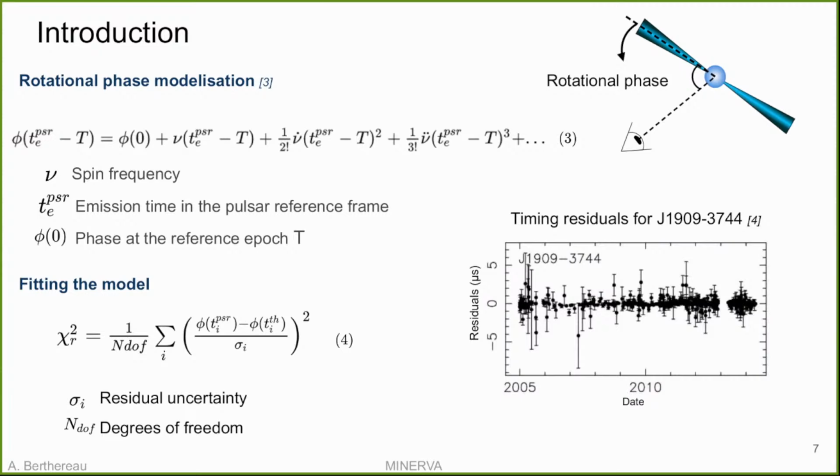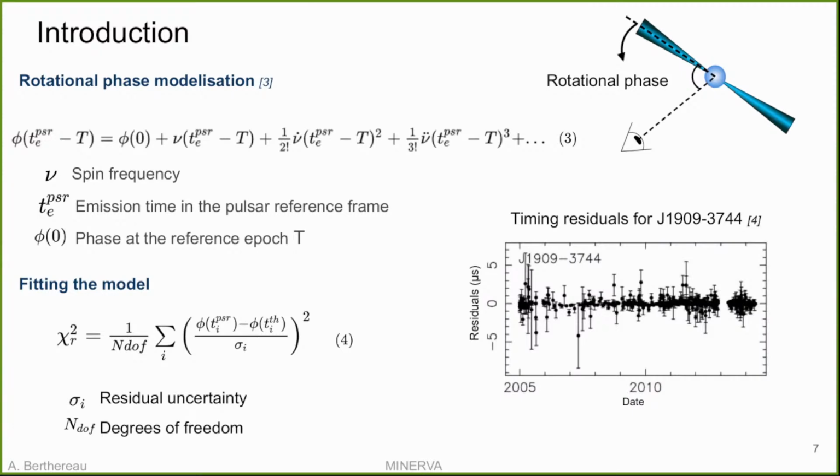So this is the timing residual for this pulsar. And as you can see, the residuals are very close to 0. There is a range of 5 microseconds. So this is a good timing for the pulsar.